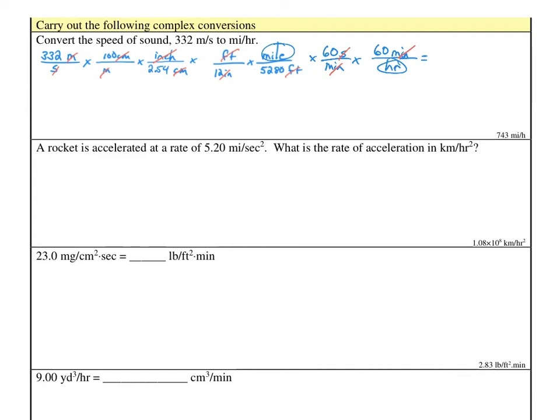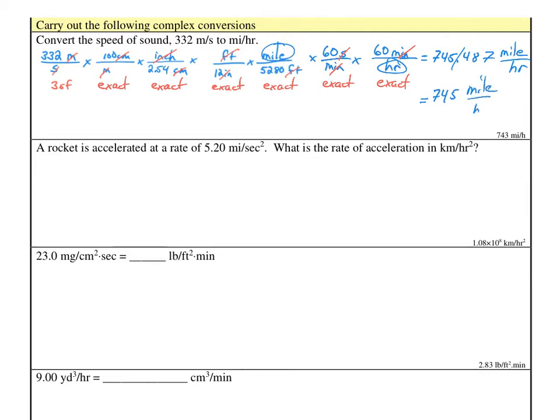Now we just go through the math. All the numbers in the top indicate multiplication, and they're divided by all those numbers that appear in the denominators. We see that all of our conversion factors are exact. We are limited to 3 sig figs in our answer, so our final answer is 745 miles per hour. Note there's a slight difference between this answer and the one here on the key. That's just due to the fact that I used different conversion factors when I was doing the keys. But we are still within significant figures in our answer.